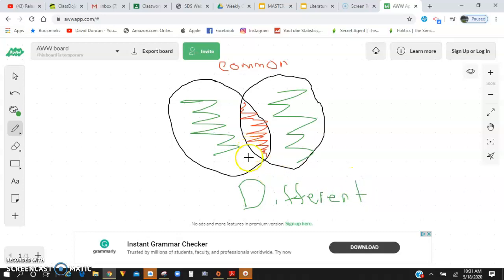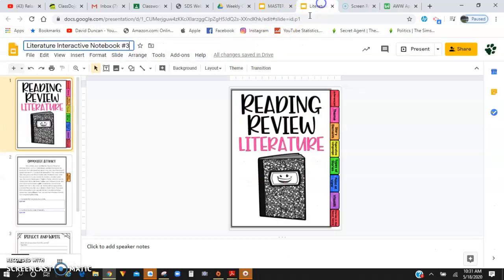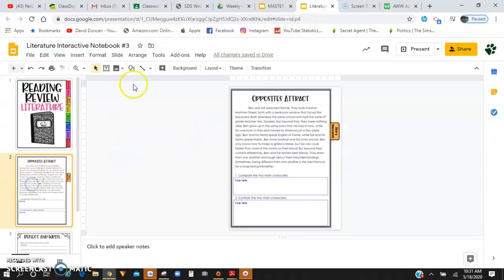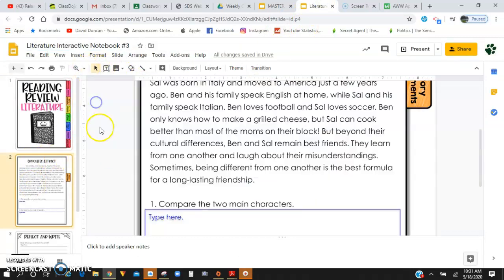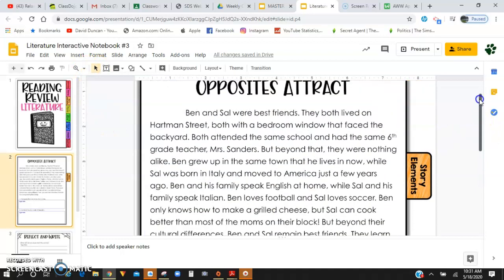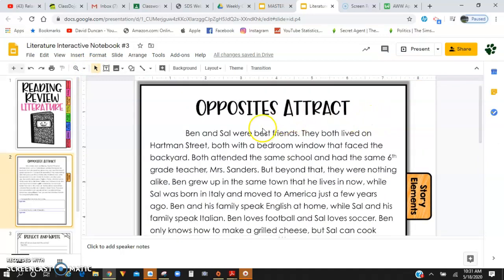You are going to be given two characters, and you're going to have to identify what they have in common, and then you're going to have to identify what they don't have in common or how they're different from one another. So if you go and look at our text for today, I will read it to you, and I will go over the questions that go with it. This text is called Opposites Attract.